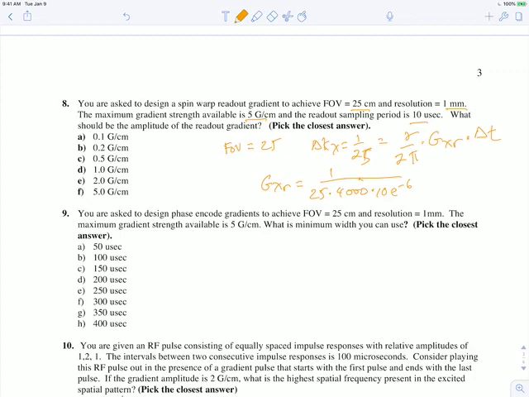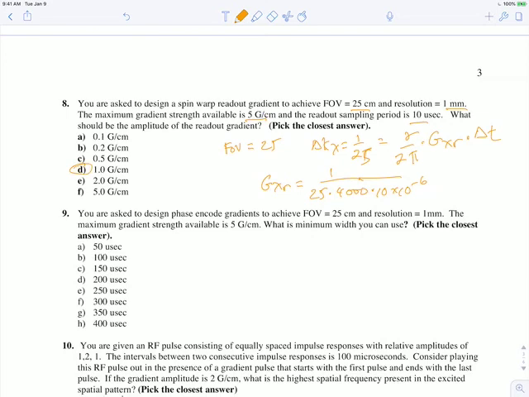I use e-6, which is not a real e, it's just MATLAB notation. Let's correct that just to make sure there's no confusion: it's 10 times 10 to the minus 6. And if you go through and solve that, you get 1 Gauss per centimeter.